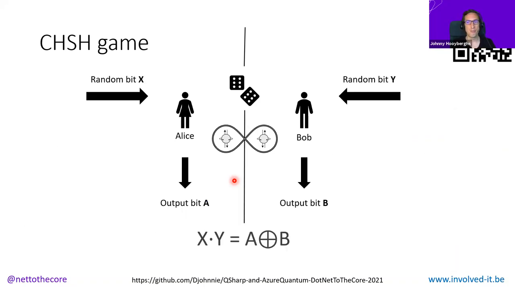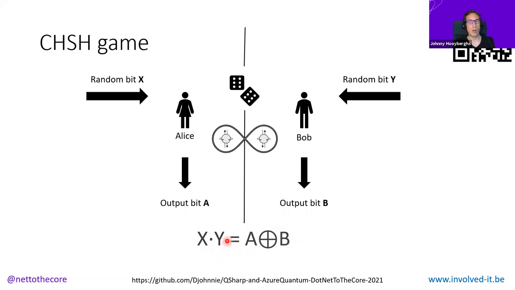And basically, that's the only thing I'm going to say about this. The CHSH game is a game that can be played by two people who cannot communicate with each other. Both of these people, Alice and Bob, get an input and need to provide an output. Based on the input and the output combined, they have a probability to win the game. The formula is at the bottom here: X times Y needs to equal A exclusive or B.